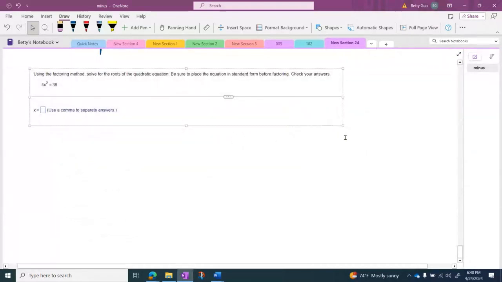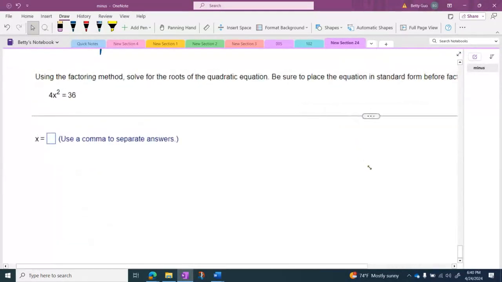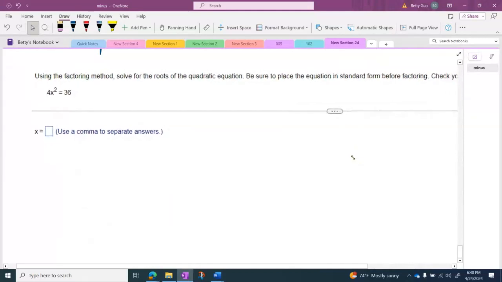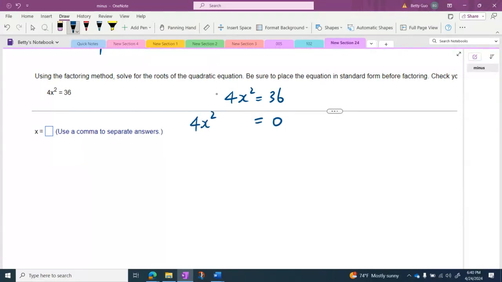Using the factoring method, solve for the roots of the quadratic equation. Be sure to place the equation in standard form before factoring. Check your answer. Okay, so this one, if we follow the instruction, firstly, we would subtract 36 from each side and keep the right side of the equation as 0. So we have 4x squared minus 36.